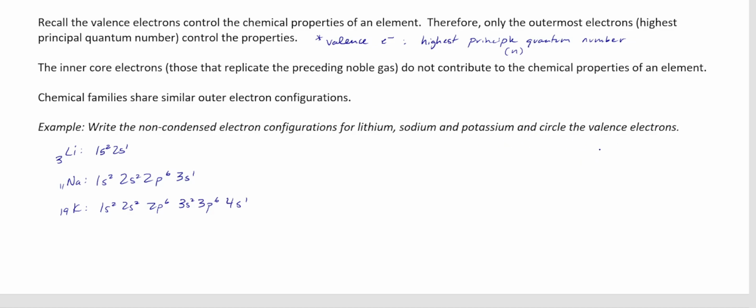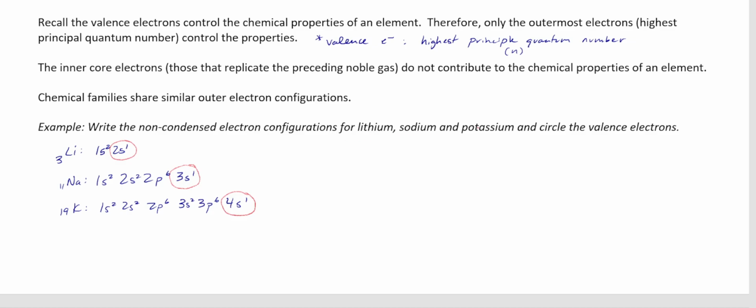Okay, the next thing it asks us to do is circle the valence electrons. Recall, valence electrons are the ones with the highest principal quantum number. So I'm going to circle this right here. Highest principal quantum number, 1 valence electron. Highest principal quantum number, 1 valence electron. Highest principal quantum number, 1 valence electron.